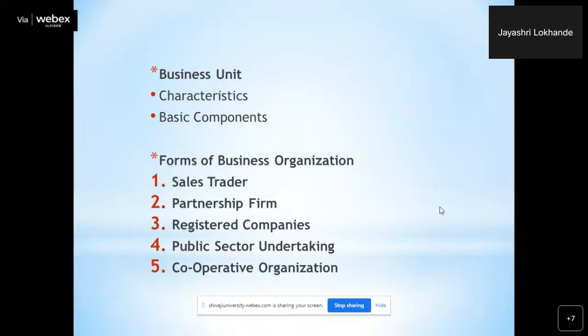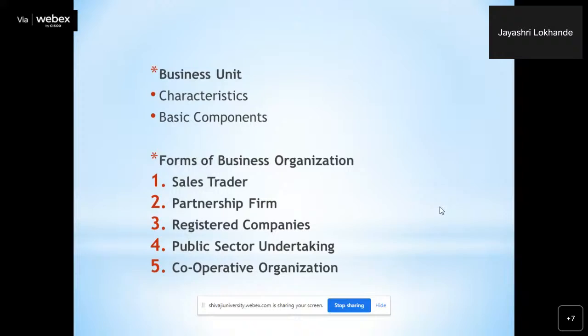There are some characteristics of a cooperative organization. First is voluntary association. A cooperative society is a voluntary association of persons and not of capital. Any person can join a cooperative society of his free will and can leave it at any time. When he or she leaves, he or she can withdraw his or her capital from that society. He cannot transfer his share to another person.